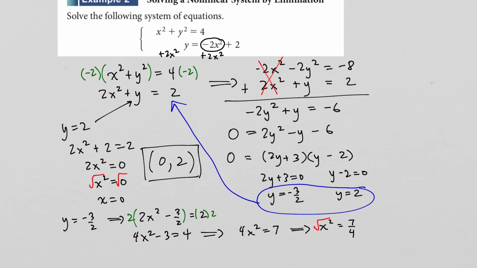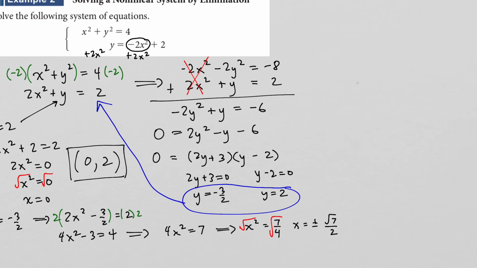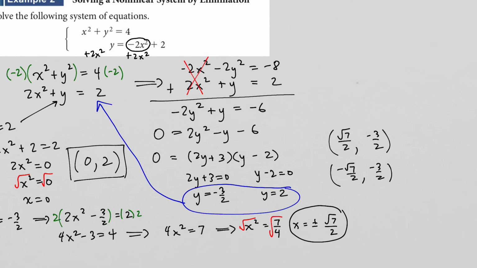And finally, taking the square root of both sides, we get x is equal to plus or minus the square root of 7 divided by the square root of 4, which is 2. So here we get two solutions. We get x is equal to positive square root of 7 over 2 when y is negative 3 halves. And we get x is negative square root of 7 over 2 when y is negative 3 halves. So we have a grand total of 3 solutions. Let's take a look at a graph.